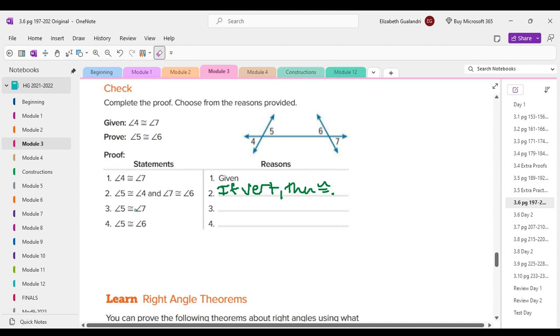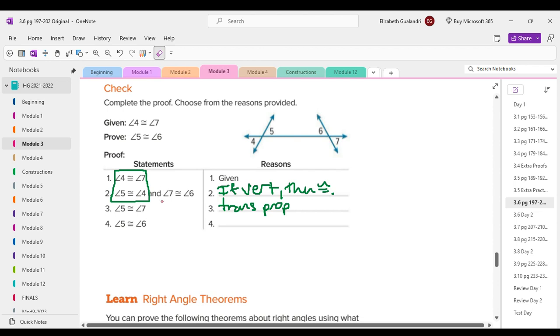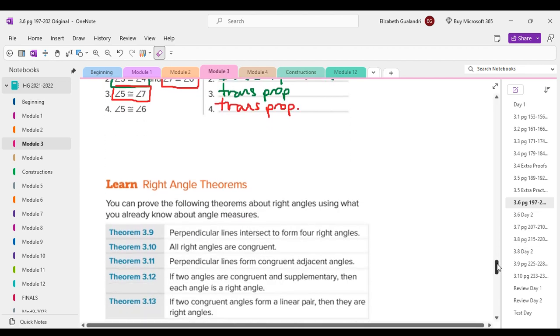We then have angle 5 congruent to angle 7. So I'm going to take a quick peek at this and see, okay, 5 and 7 both share congruence with angle 4 there. So this allows me to use transitive property in that step there. And then 5 congruent to 6, I believe, is going to be using this 7 and 6, 5 and 7. So 5 and 6 are both congruent to 7, so they're congruent to each other. And that is transitive property as well. So a similar type proof there.